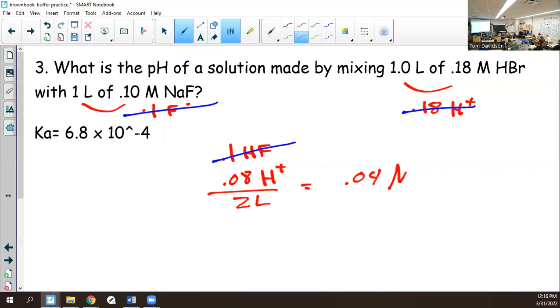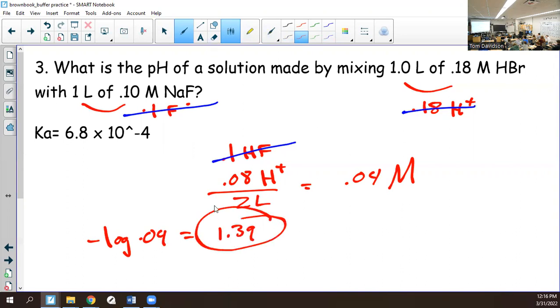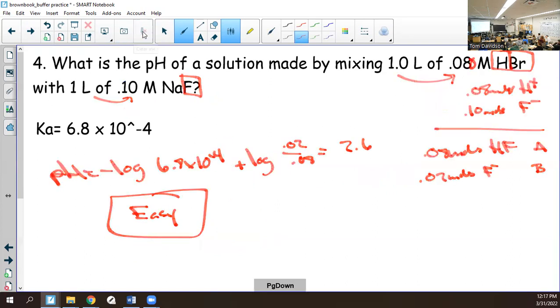Okay, so that's the molarity. I take the negative log of 0.04 and I end up with something real strong. So if there's excess H plus, it's not a buffer. It's just an acid.